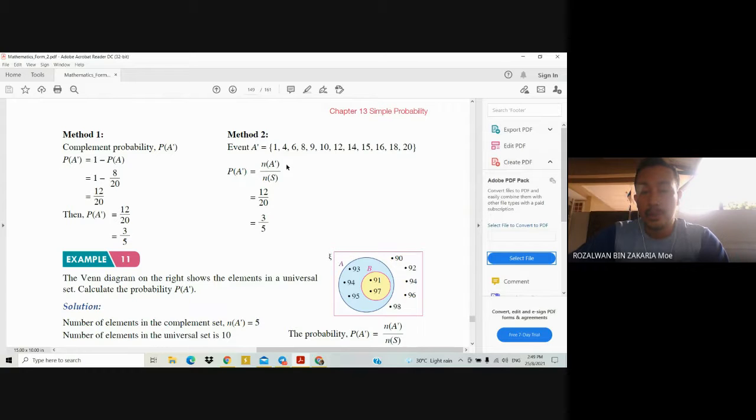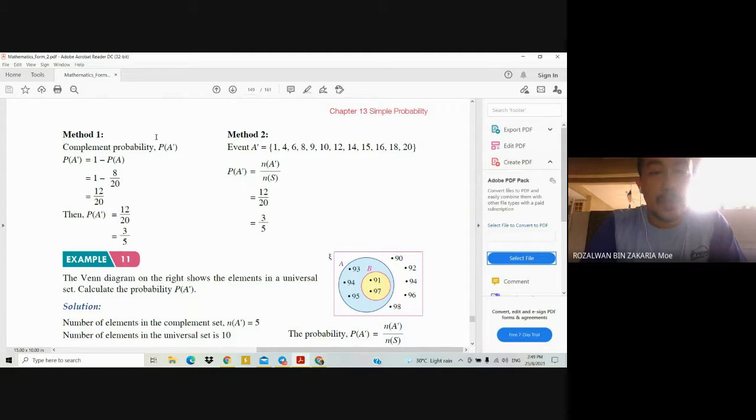So it is equal to 1, 2, 3, 4, 5, 6, 7, 8, 9, 10, 11, 12. So 12 divided by 20. After you simplify, you will get the answer 3/5. Okay, all right, class. For our class today, I will stop here at example 10. Please try to understand the lesson today.